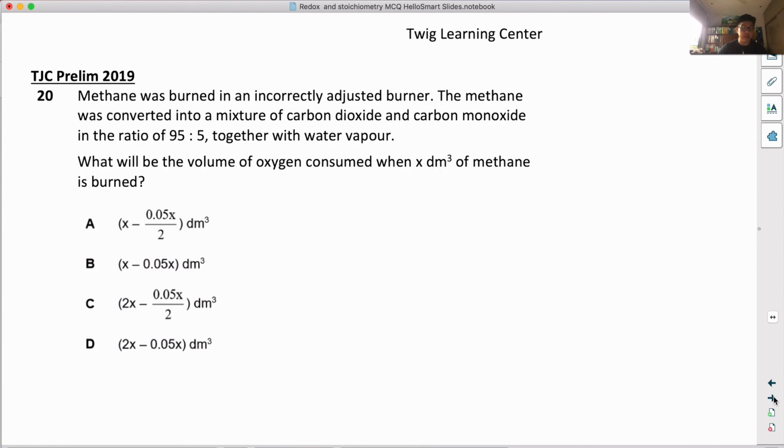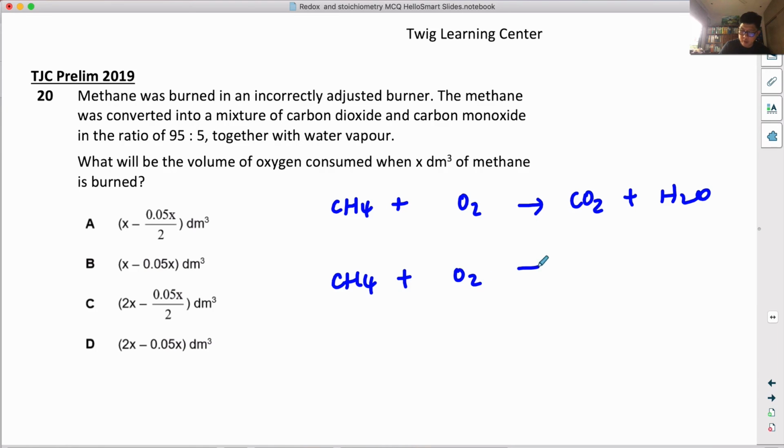Okay, let's look at question 20. Methane was burned in an incorrectly adjusted burner, and then you get carbon monoxide and carbon dioxide. So for methane, I'm going to write two equations. The first one gives you carbon dioxide, and the second one gives you carbon monoxide. If I try to balance it nicely, this will be 2, this will be 2. If I put 2 here, this will be 1.5.